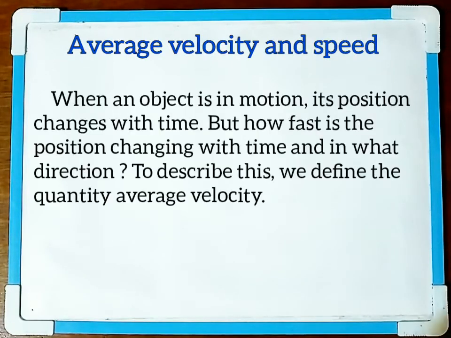Now average velocity and average speed. When an object is in motion, its position changes with time. But how fast is the position changing with time, and in what direction? This can be described by a quantity called average velocity. Now average velocity will tell us how fast the object is moving in a particular time interval.